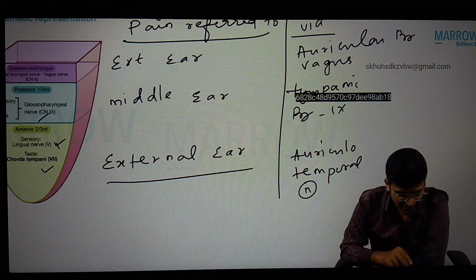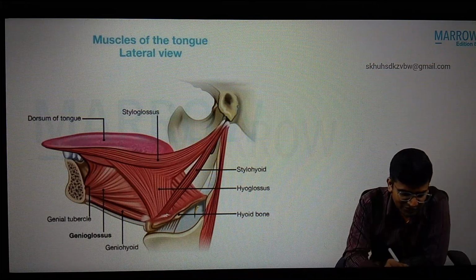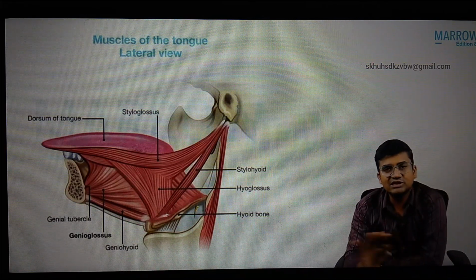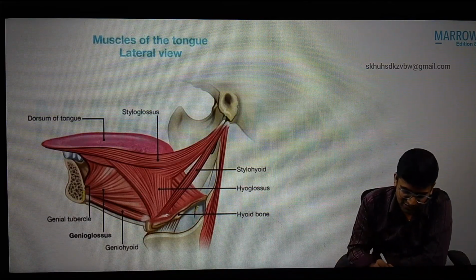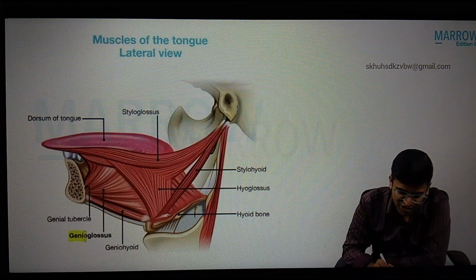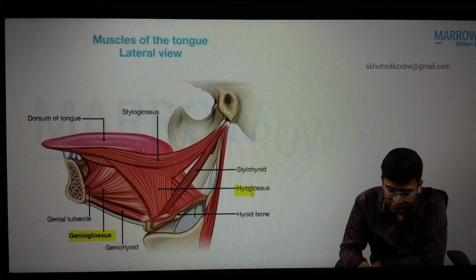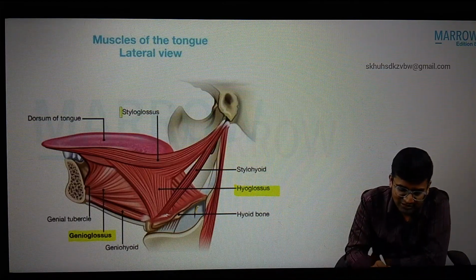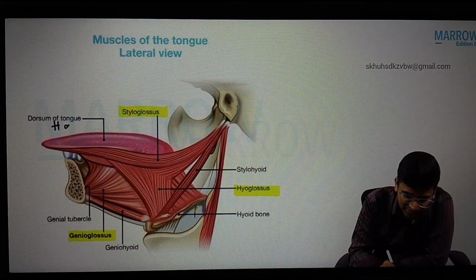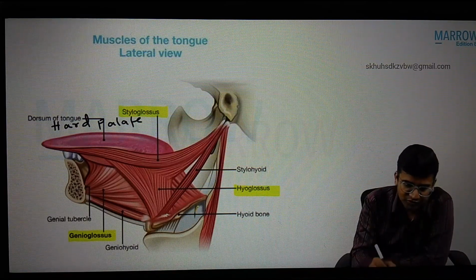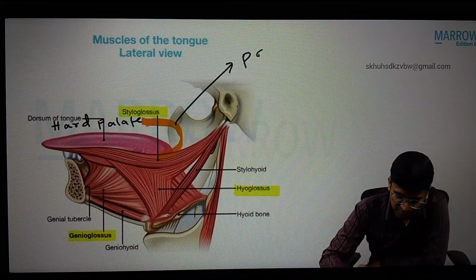Okay, right. Next, we're going to see the muscles of the tongue. So the tongue receives muscles from the surrounding bones. From the palate to the tongue, palatoglossus. From the mandible, from the genial tubercle to the tongue, genioglossus. From the hyoid bone to the tongue, hyoglossus. From the styloid process to the tongue, styloglossus. The palate will be here like this. Hard palate will be like this. So from the hard palate to the tongue, there is palatoglossus.